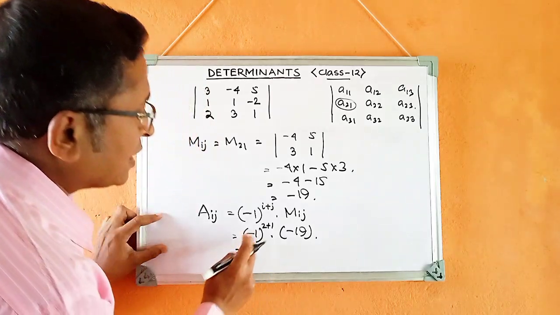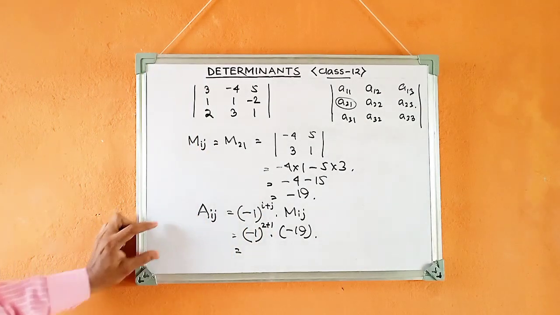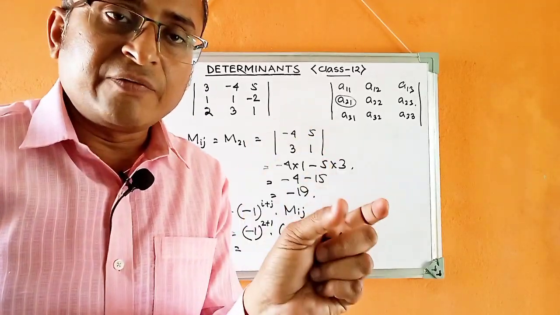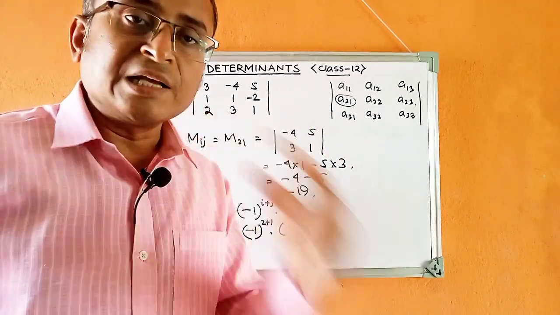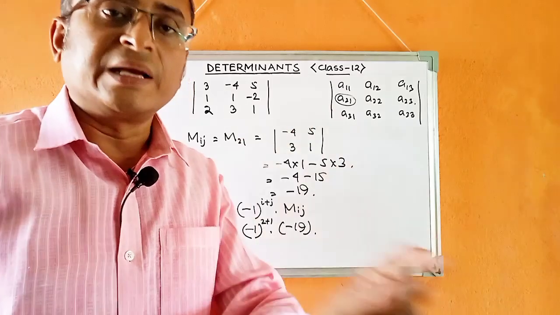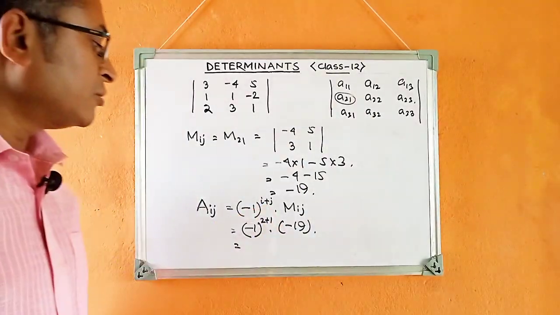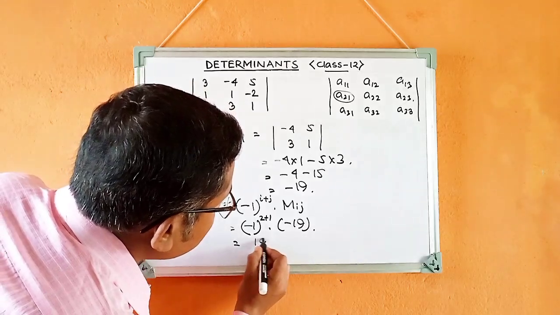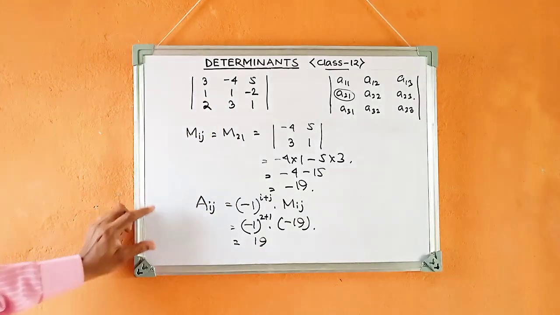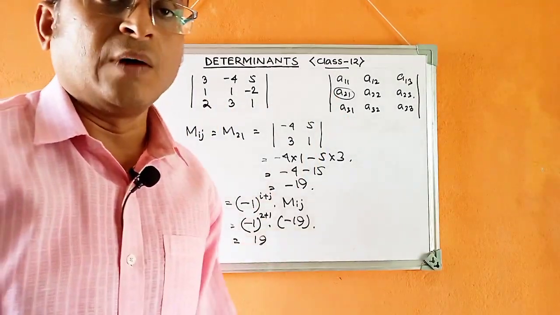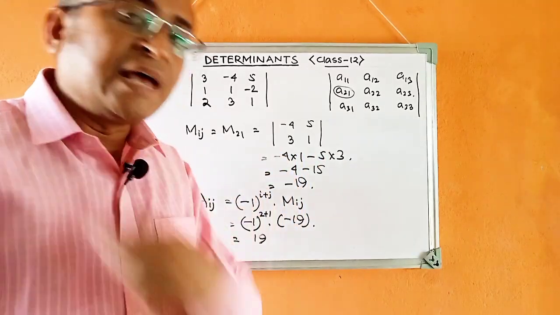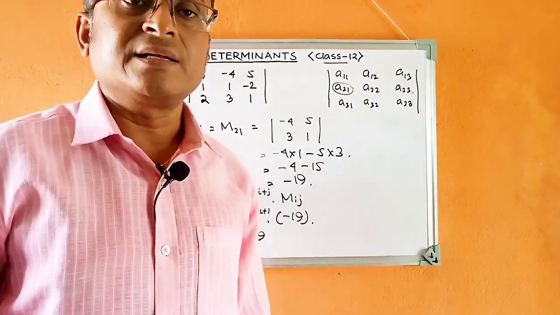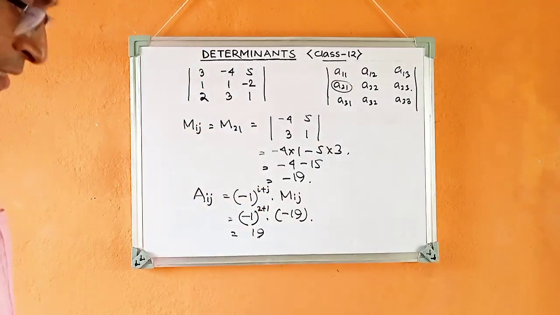So (-1) to the power 3, since 2 plus 1 is 3. All of you know, (-1) to the power of an even number becomes positive, and (-1) to the power of an odd number becomes negative. So (-1) to the power 3 is minus, and minus of -19 is +19. That is the cofactor of the element A21. Applying the same process, you find the minor and cofactor of all the elements of that determinant. Okay, next.